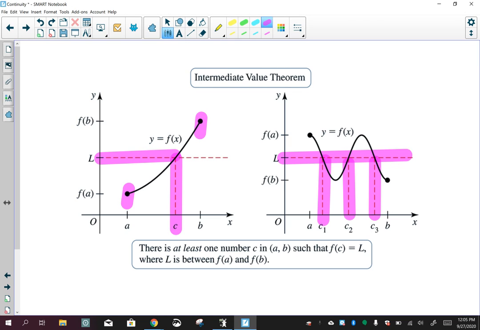Okay? And that's the key. There's at least one number. It can be more than one number if it needs to be, but it's just one number. Okay?